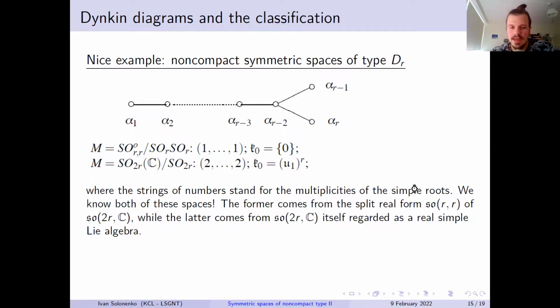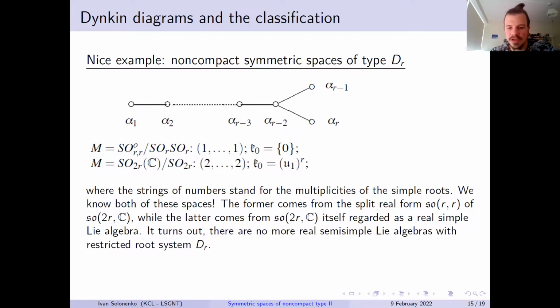Okay, and now it turns out that there are no more real semisimple algebras whose restricted root system is D_r. So it's very nice. You have these 2 examples which are always there, and it turns out that there's nothing else in this case. And the nice part is that the same is true for E6, E7, E8, and G2, for pretty much almost all exceptional root systems, apart from F4.